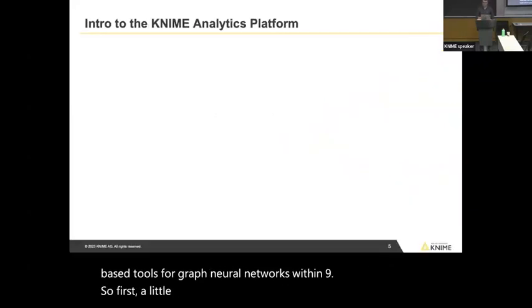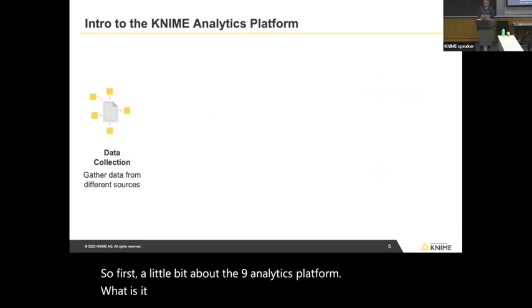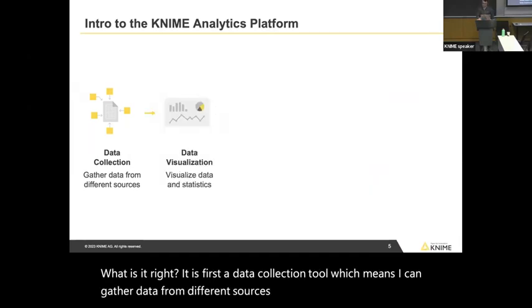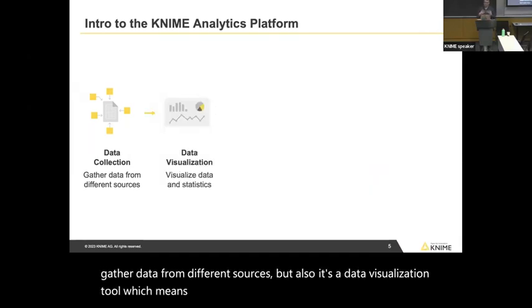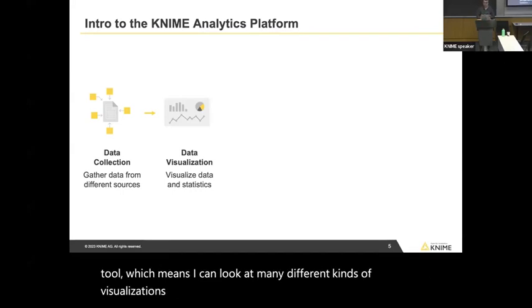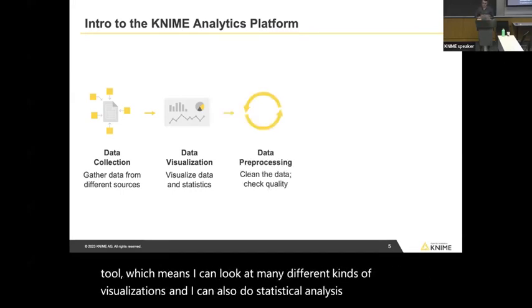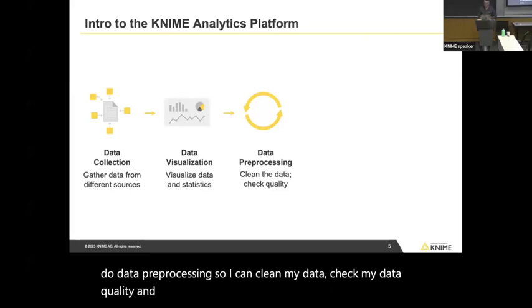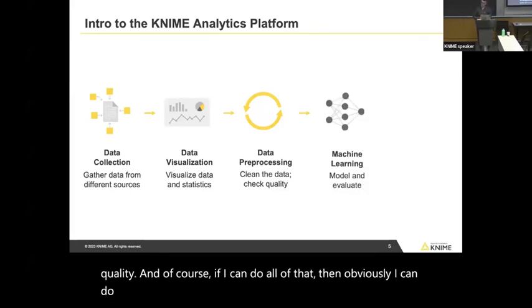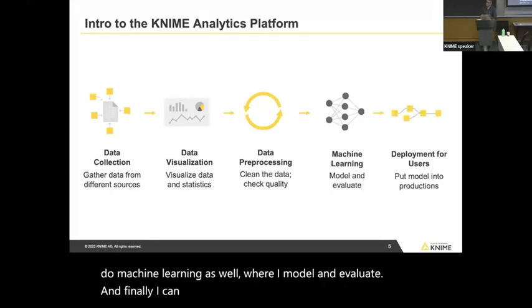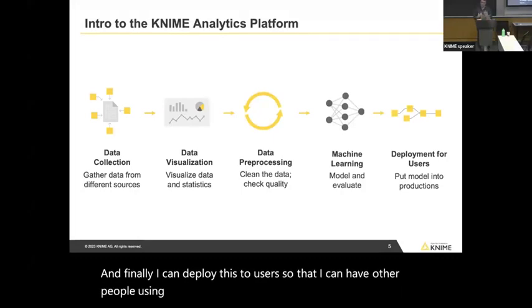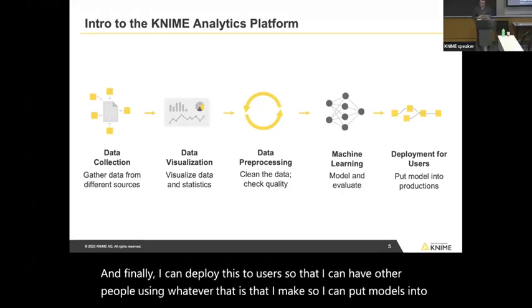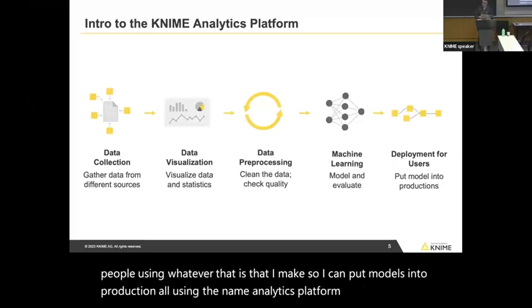But first, a little bit about the KNIME Analytics Platform. What is it? It is first a data collection tool, which means I can gather data from different sources, but also it's a data visualization tool, which means I can look at many different kinds of visualizations, and I can also do statistical analysis. As well, I can do data preprocessing, so I can clean my data and check my data quality. And of course, if I can do all of that, then obviously I can do machine learning as well, where I model and evaluate. And finally, I can deploy this so that other people can use whatever I make. So I can put models into production, all using the KNIME Analytics Platform, which is a free open source tool.